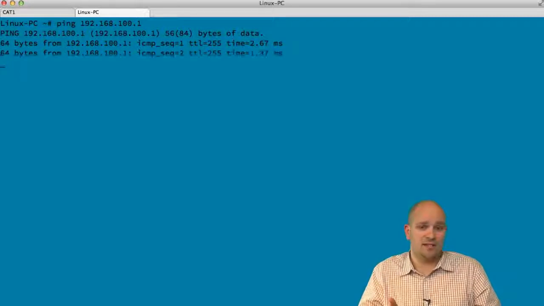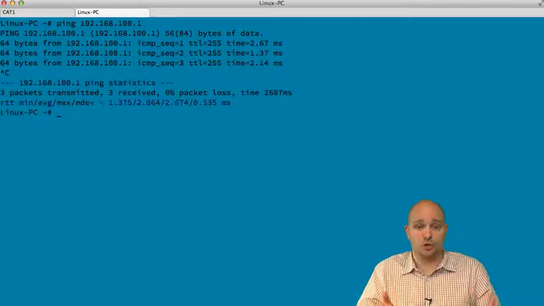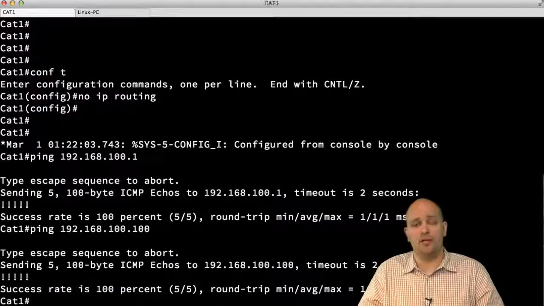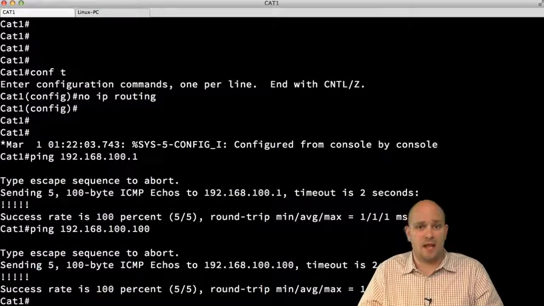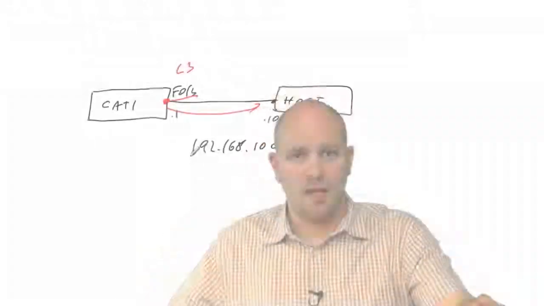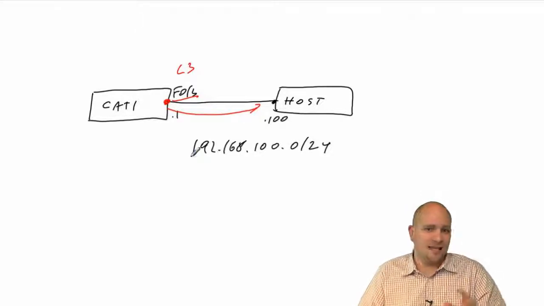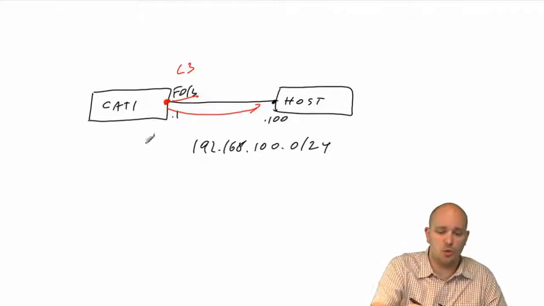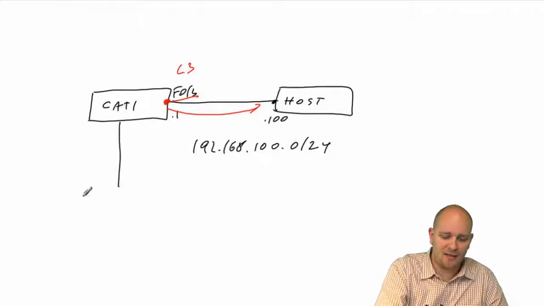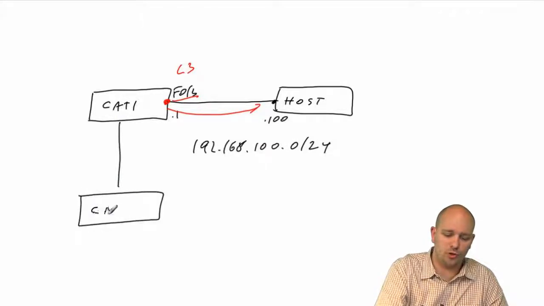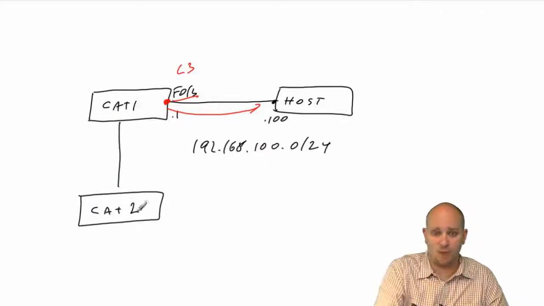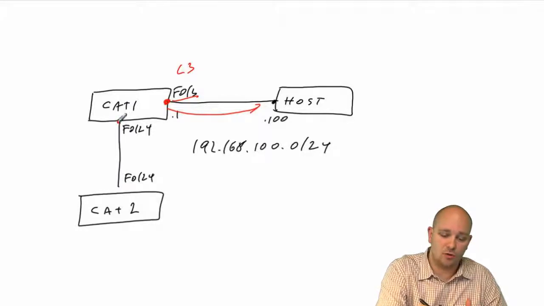So I can ping my switch, which is a good thing. So I have the communication between my Linux PC and my Cat1. Let's add one more thing to the mix. What I'm going to do now is add Cat2 to the mix. So my Cat2 here is also going to be connected to Cat1 on, let's say, Fast Ethernet 24. And I'm going to have this configured also as layer 3 ports.